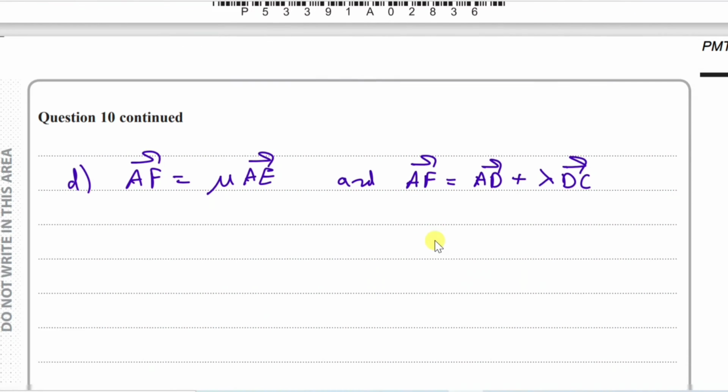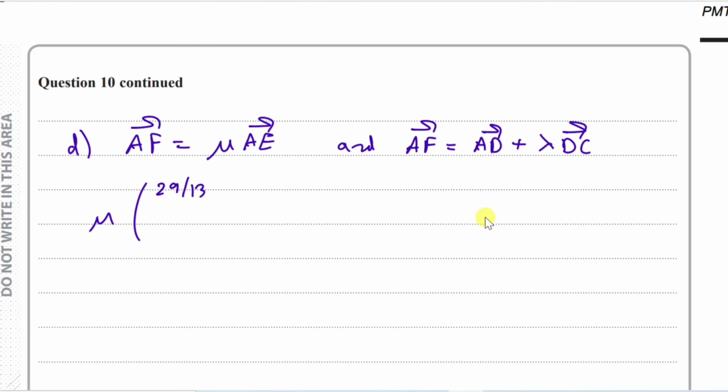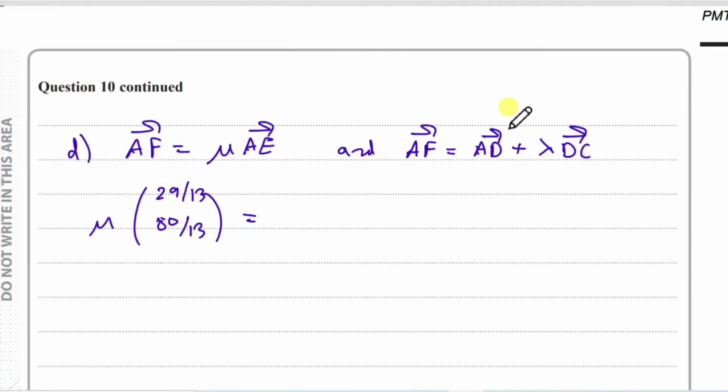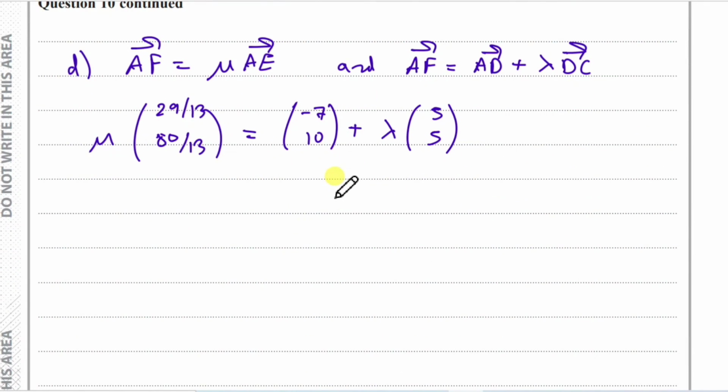Okay, so let's begin, guys. We're going to now equate these two sides. So we're going to have on the left hand side, so let's let them both equal, mu and AE. I'll keep it in column form because it's easier to work out with. And it's going to equal the right hand side. The right hand side is AD plus that. AD, so minus 7 and 10 plus lambda. Okay. Perfect. Now we just expand and multiply and equate.